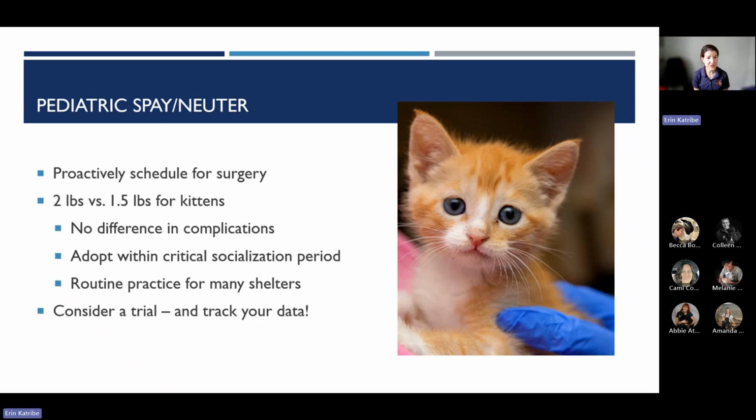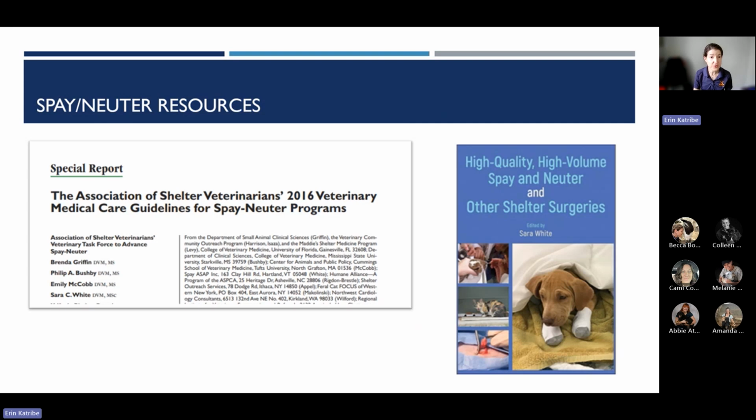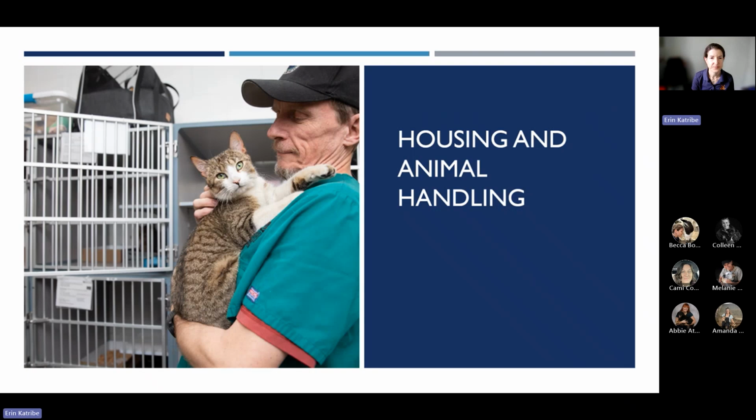For folks that have reservations about it, I always encourage shelters to consider a trial and track your data. Like what are you seeing happen with your length of stay? Are you seeing an increased risk of surgical complications or problems, right? But we don't know until we start actually tracking that and looking at those metrics. Couple of excellent spay neuter resources, the ASV spay neuter guidelines, as well as this fantastic textbook that came out a few years ago that covers high volume spay neuter as well as other common shelter surgeries.